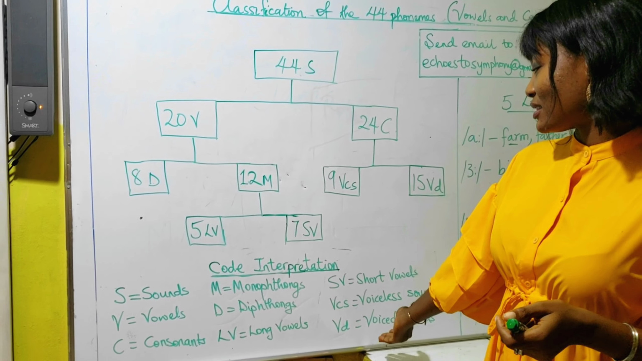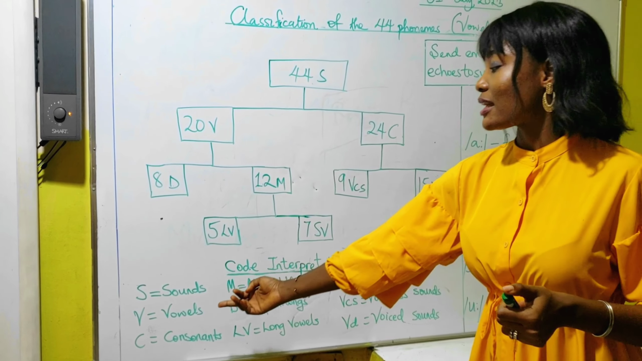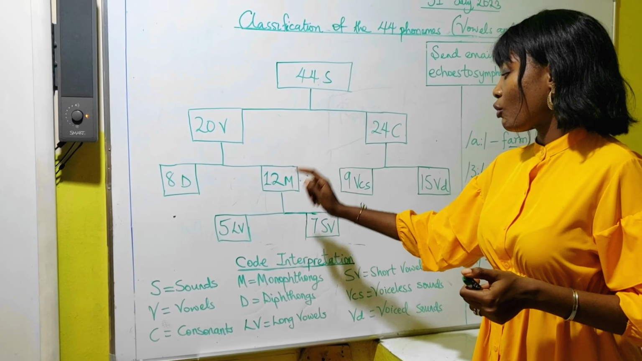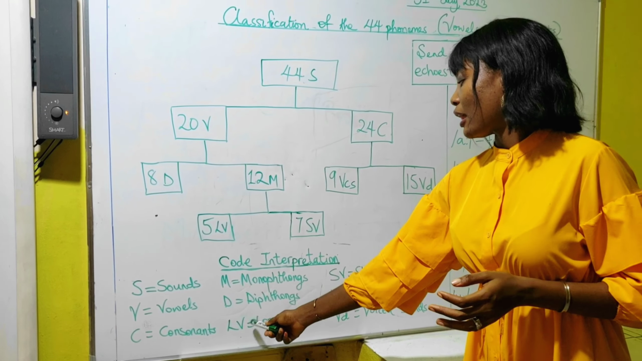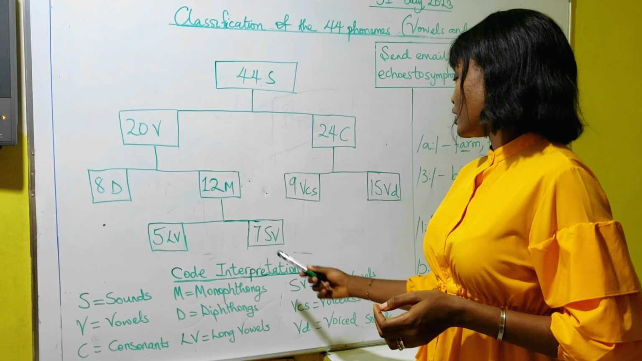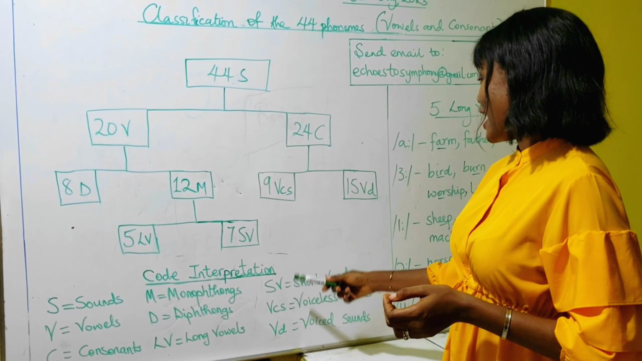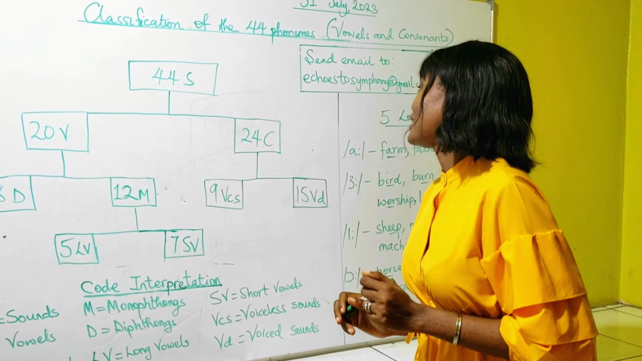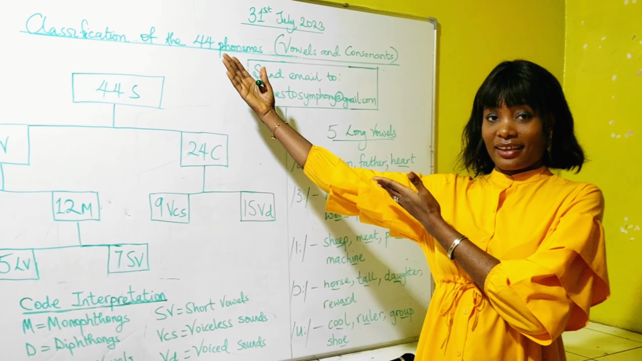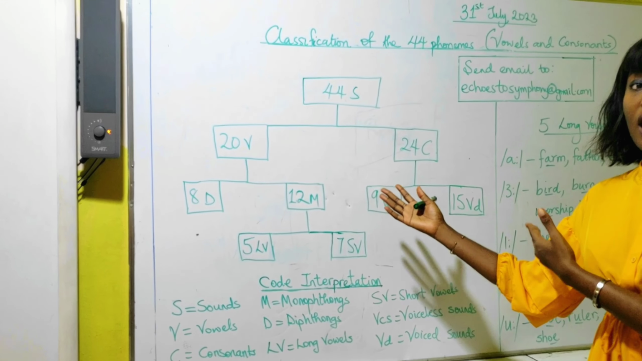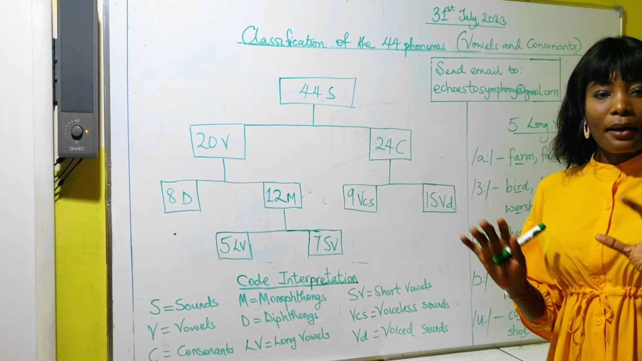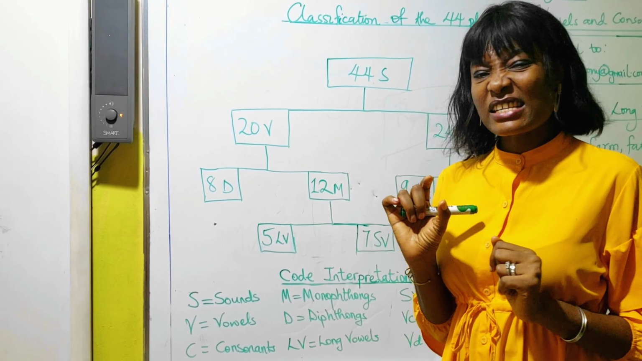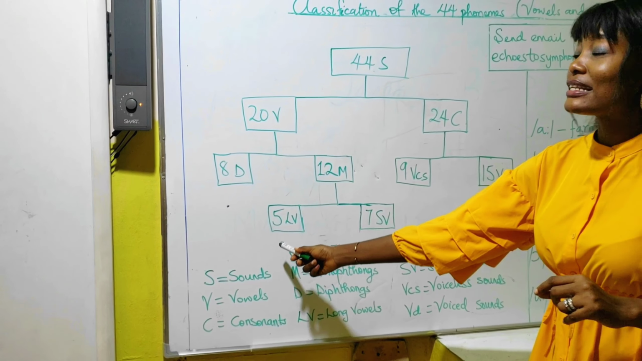So like I said before, this is our code interpretation. S stands for sounds, V for vowels, C for consonants, M for monophthongs, D for diphthongs, LV for long vowels, SV for short vowels, VCS for voiceless sounds, and VD for voiced. Now, this is our representation of the 44 sounds in English. But I'm not going to leave you just like that. I'd like us to take just a teeny bit of it.